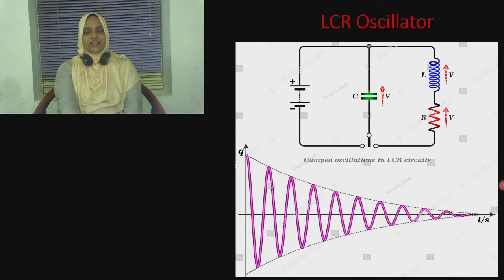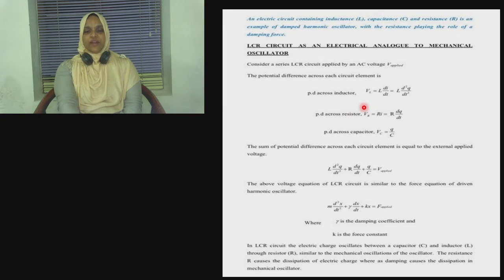An LCR oscillator means an inductance, capacitance, resistance circuit when it is connected to an external AC voltage. When a potential difference is applied across this inductance, capacitance and resistance circuit, it becomes a forced harmonic oscillator, or it is analogous to a mechanical oscillator. We will see how.